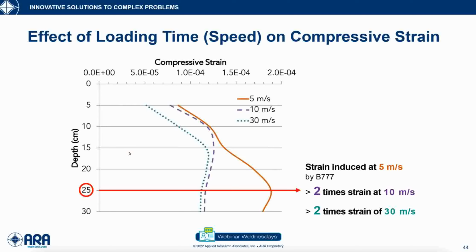If I look at the effect of speed of loading time, a 5 meter per second moving load gives me a strain that's twice as much as a 30 meter per second, but that's the maximum difference. So the maximum difference due to the slow speed is felt at 25 centimeter deep, again in the base layer, not at the top, not at the surface.